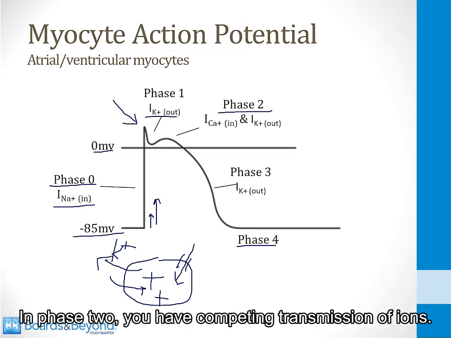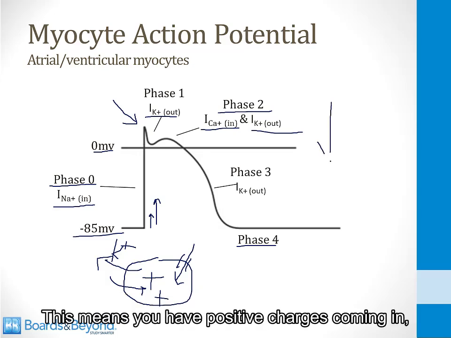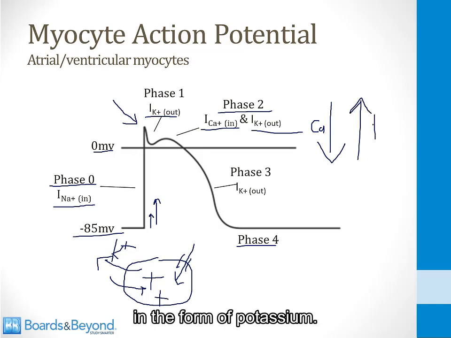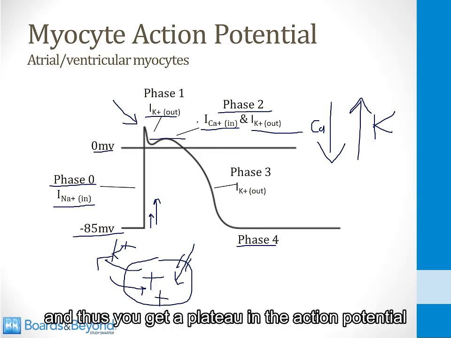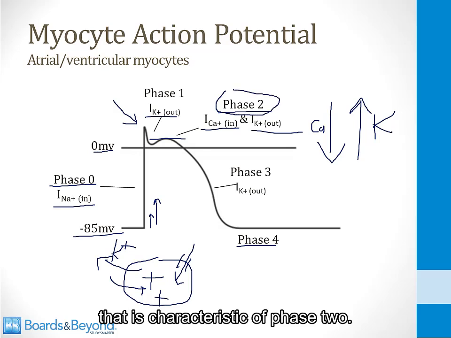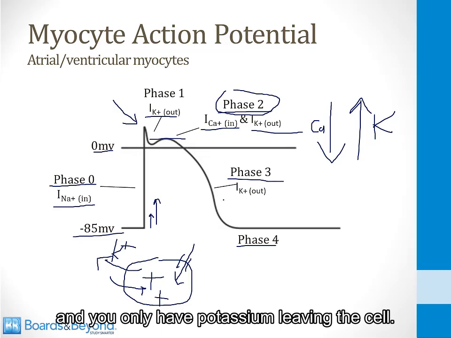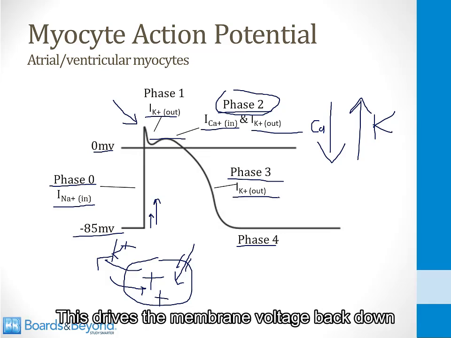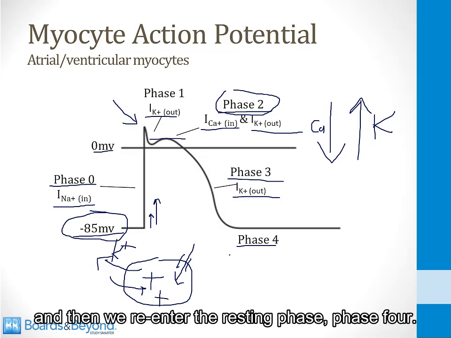In phase 2, you have competing transmission of ions. Potassium is leaving the myocyte, but calcium is coming in. This means you have positive charges coming in the form of calcium and positive charges going out in the form of potassium. They are canceling one another out, and thus you get a plateau in the action potential that is characteristic of phase 2. In phase 3, the calcium channels close and you only have potassium leaving the cell. Phase 3 is the result of potassium leaving the cell. This drives the membrane voltage back down to minus 85 millivolts, and then we re-enter the resting phase, phase 4.